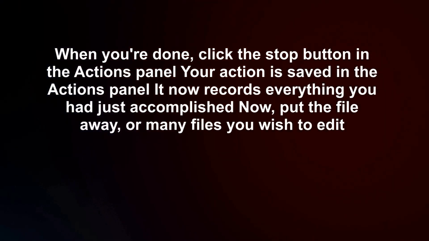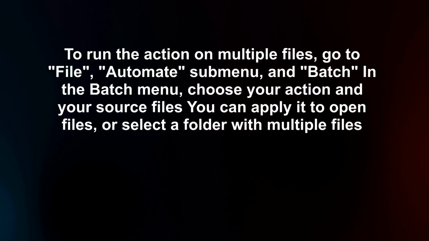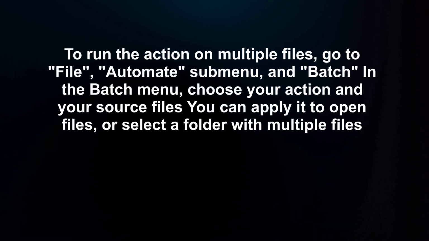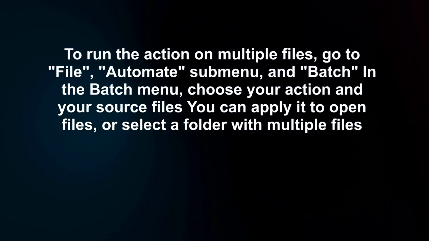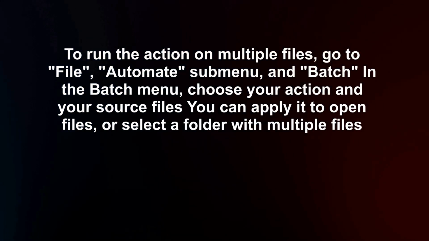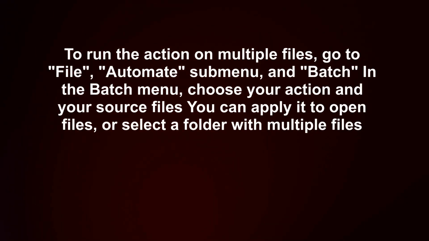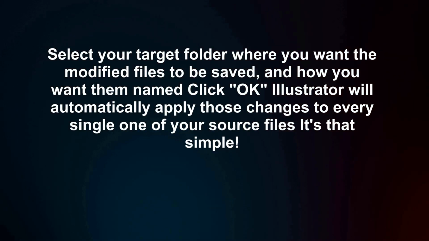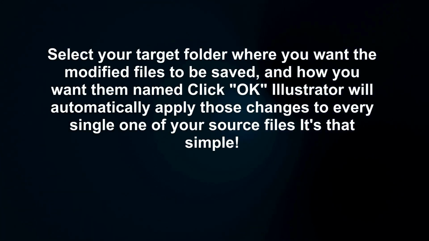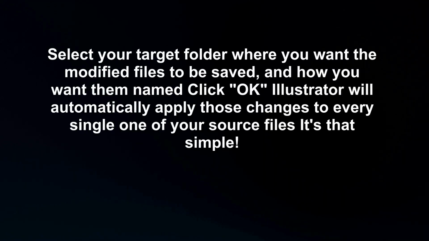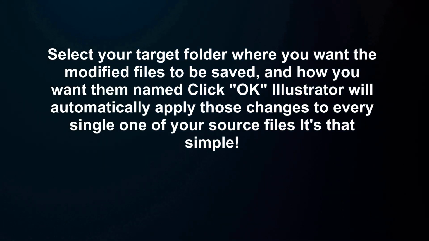Now, open the file, or many files, you wish to edit. To run the action on multiple files, go to File, Automate submenu, and Batch. In the Batch menu, choose your action and your source files. You can apply it to open files, or select a folder with multiple files. Select your target folder where you want the modified files to be saved, and how you want them named. Click OK. Illustrator will automatically apply those changes to every single one of your source files.